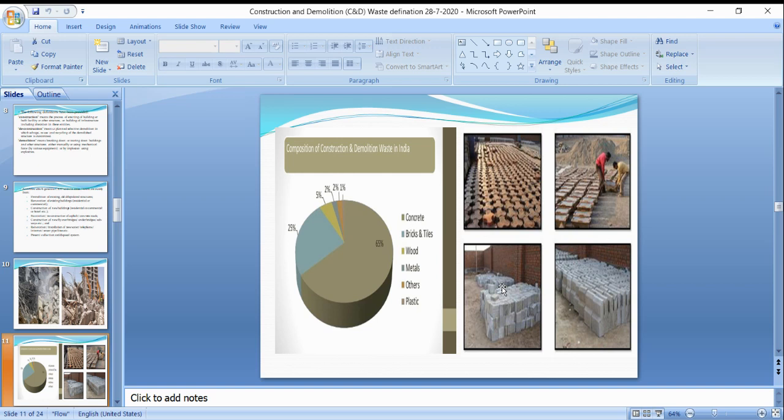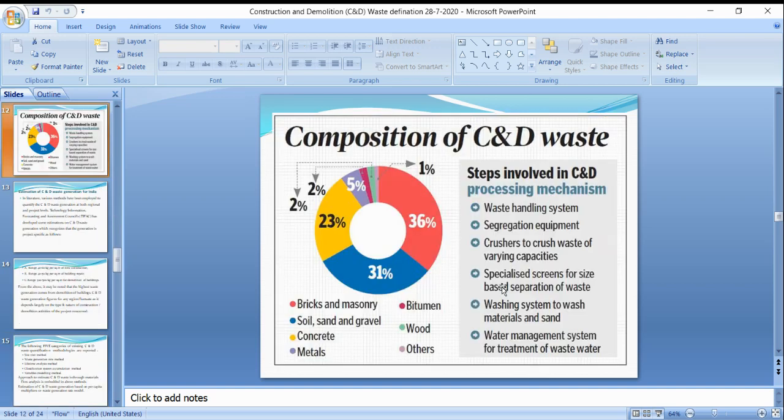In the second figure we can see that after the demolition we can reuse the concrete for the construction of roads. We can use those materials for reuse in road construction. So this is the thing.